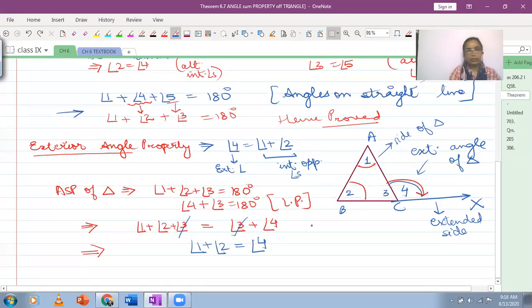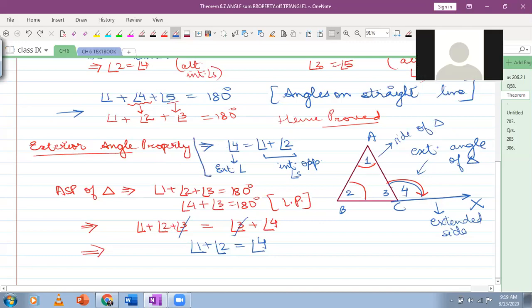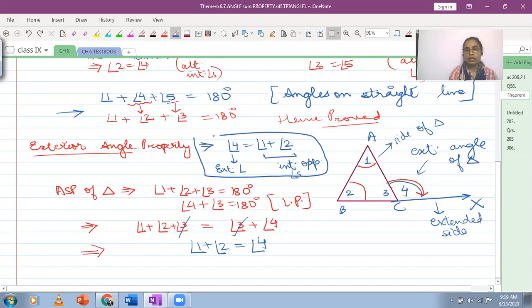Anyone who would like to ask anything at this point? Ma'am, in this question, what was to be proved? Which one? An exterior angle property? Yes, ma'am. This is what we have proved. How do we get this result? हमें कैसे पता angle 4 is equal to 1 plus 2? तो अगर हमें ये नहीं पता होता, हमें angle sum property का पता है, हमें linear pair का पता है. ये दोनों results तो पता है ना आपको, angle sum property और linear pair?